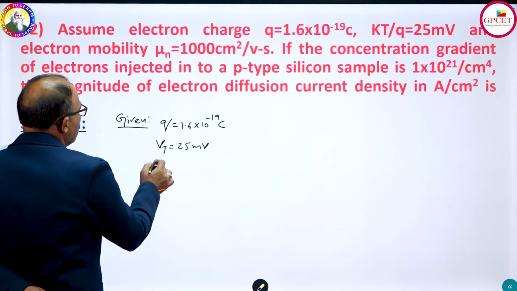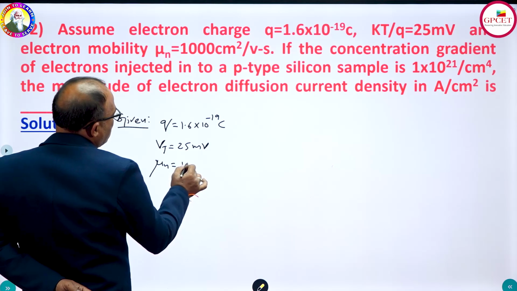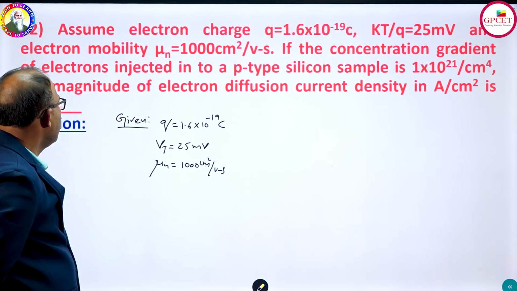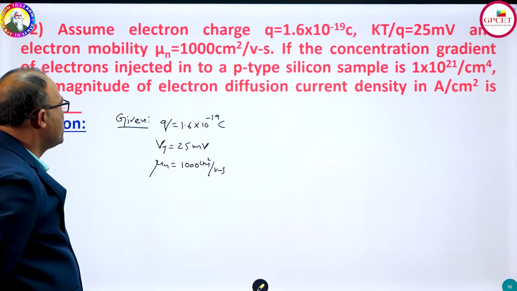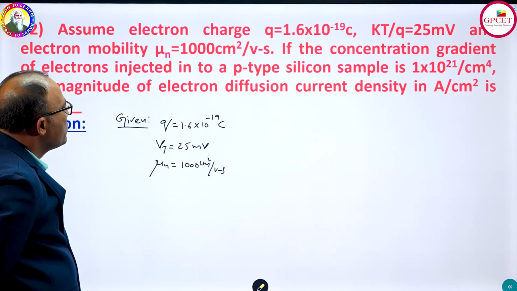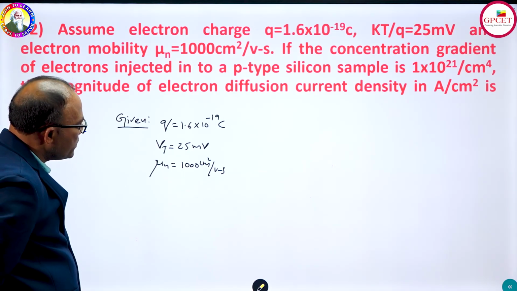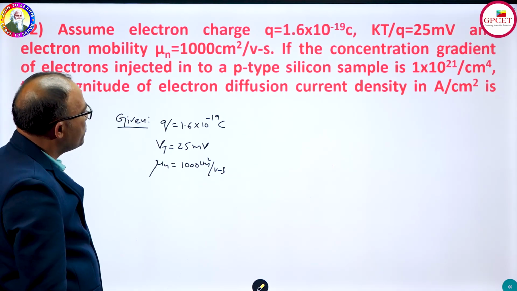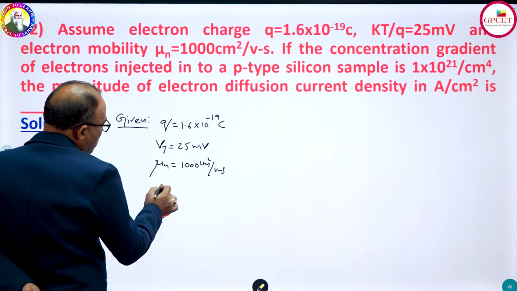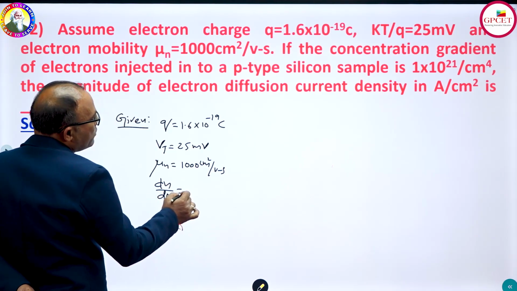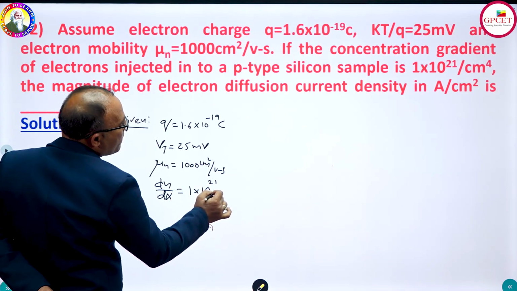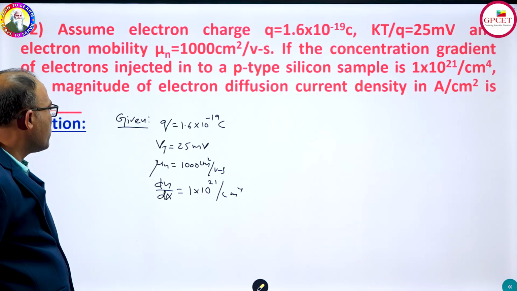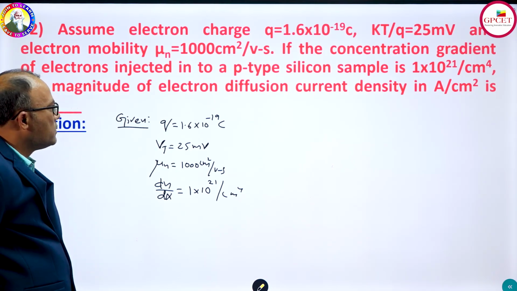The mobility of electrons, mu n, is given as 1000 centimeter square per volt second. If the concentration gradient of electrons injected into a p-type silicon sample is 1 into 10 power 21 per centimeter power 4, that is, dn by dx equals 1 into 10 power 21 per centimeter power 4, meaning electrons injected from n-type to p-type.